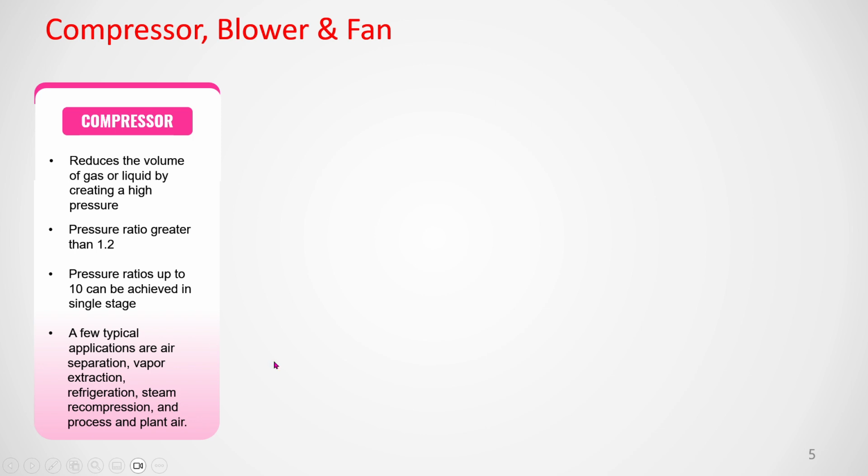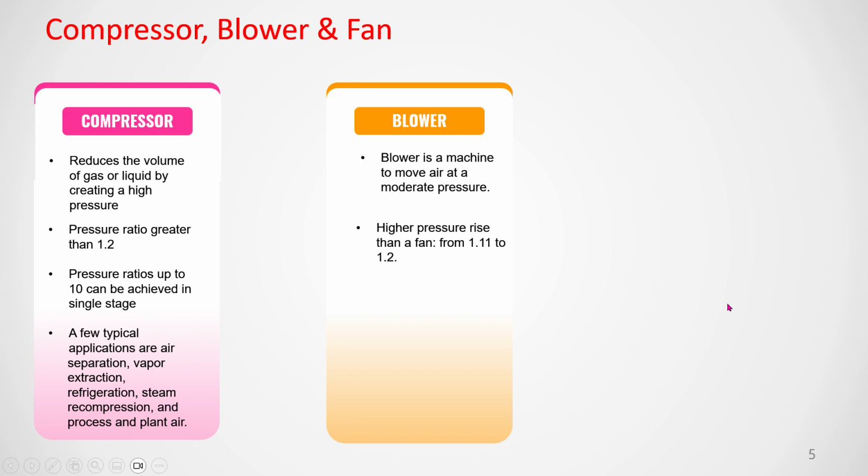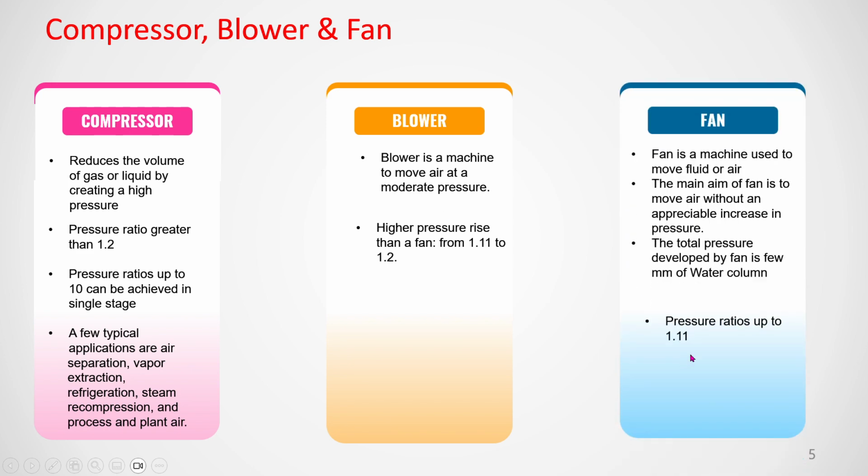So what is it required for? Vapor extraction, refrigeration, steam power, instrument air compression, process air compression, and high volume requirements. At that time we are using a compressor. Then blower: when the discharge pressure ratio is from 1.11 to 1.2, we say it is a blower, a machine to move air at moderate pressure. This is high pressure, this is moderate pressure. And the last one is the fan. It is used to move fluid or air from one point to another when the pressure ratio P2 by P1 is less than up to a maximum of 1.11, then it is called a fan.